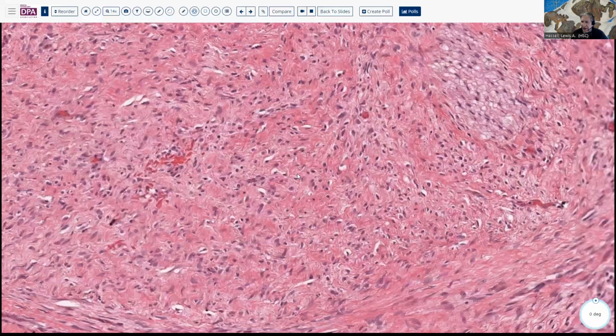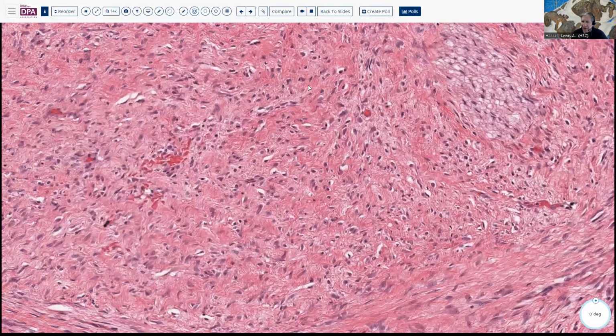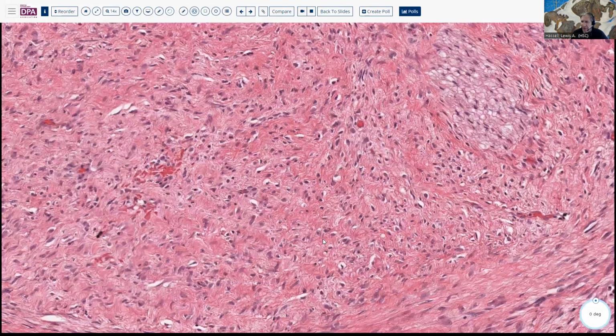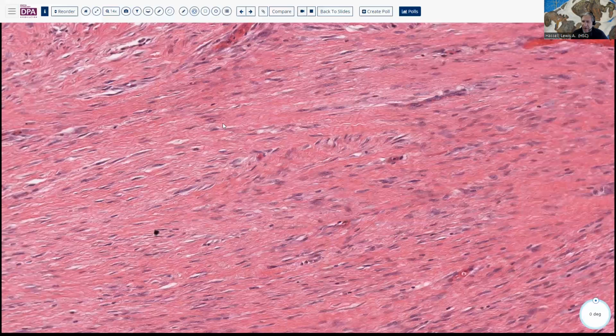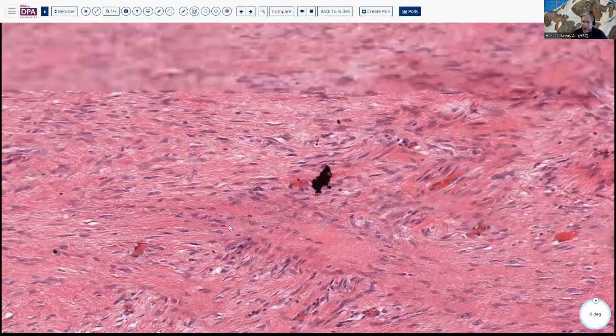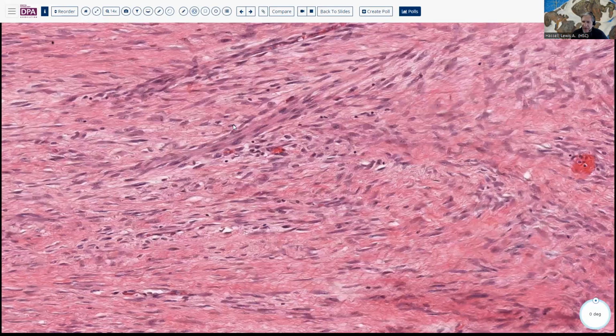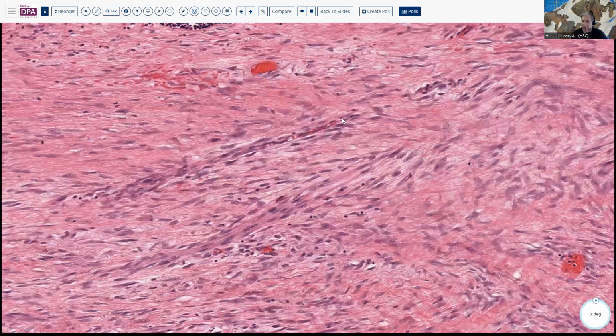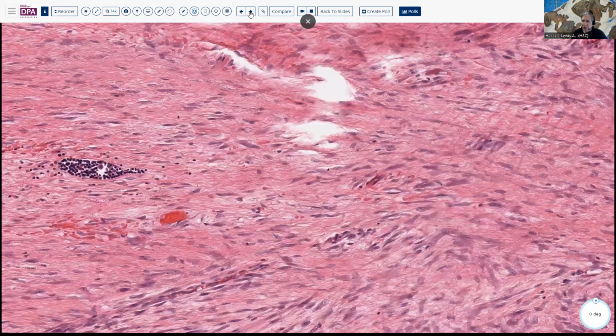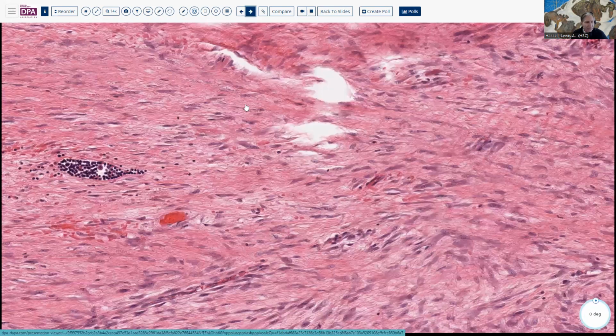Again, it's a very bland cellularity, fibrillar background, and these sort of wavy nuclei associated with this lesion. So it's not terribly atypical or descript. There's maybe a few scattered mast cells or other inflammatory cells in these lesions as well. Let's take a look at another example.